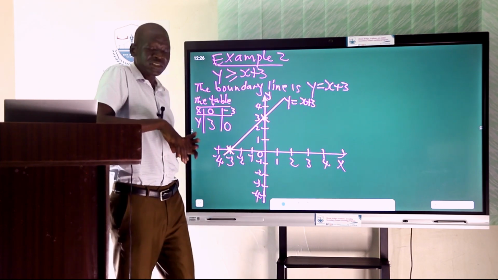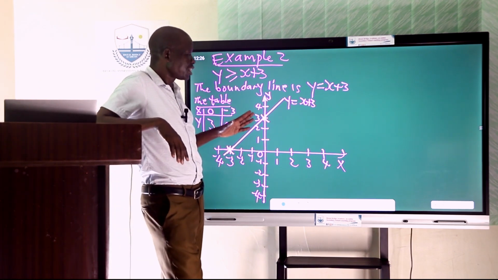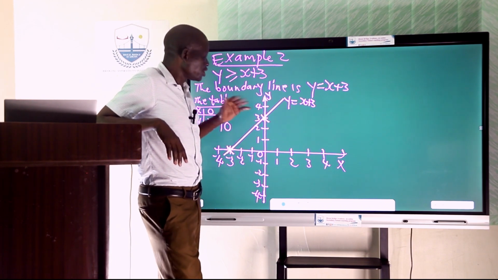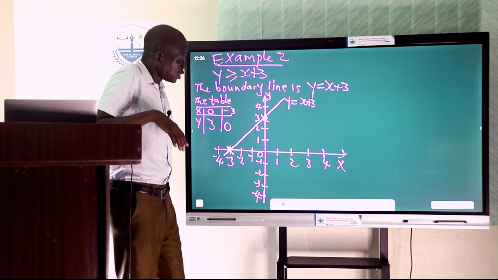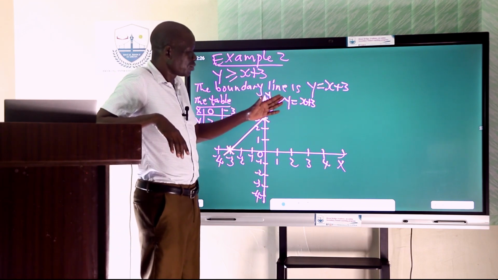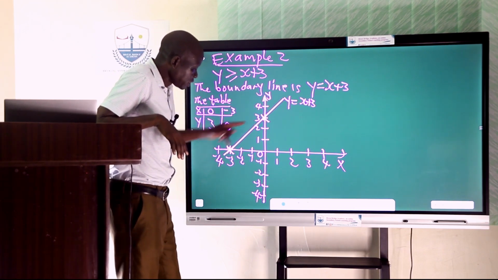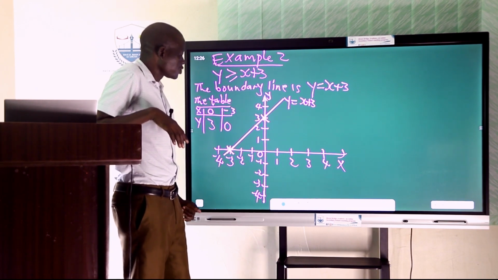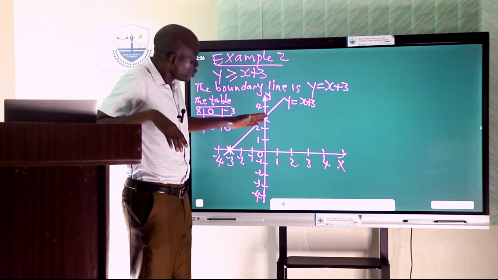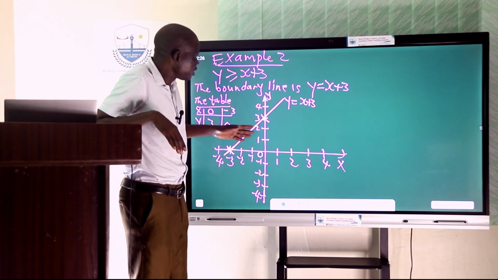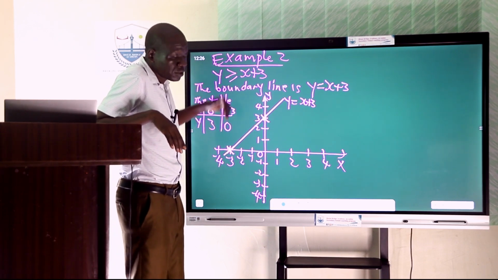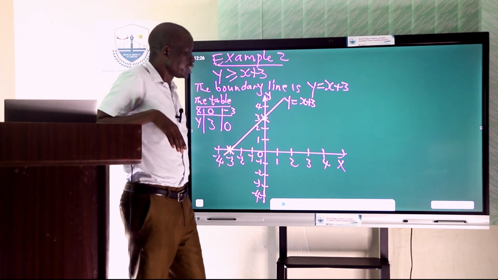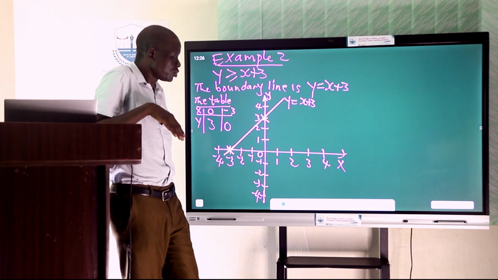After drawing the line, we need to shade the unwanted region now. Before we shade the unwanted region, remember this line must be a solid line. Yes, which is actually a solid line. So why is it a solid line? Because of the greater or equal sign. So we are going to shade the unwanted region.